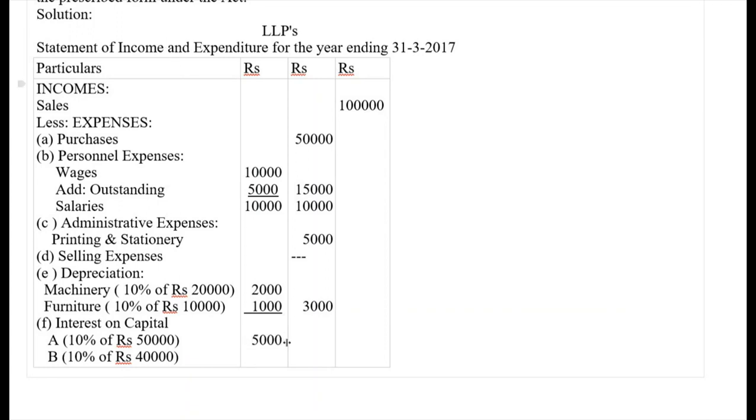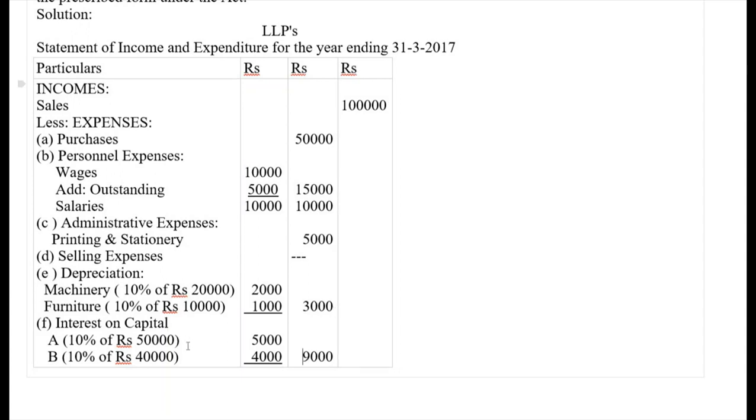Then B, 4,000. So now we need to underline here. So the total interest on capital will be rupees 9,000.